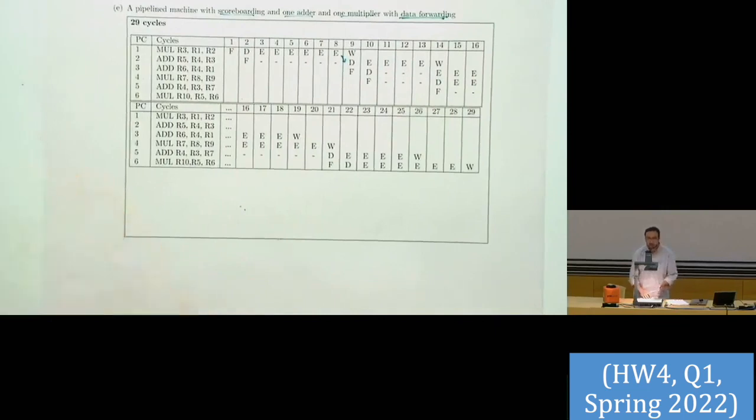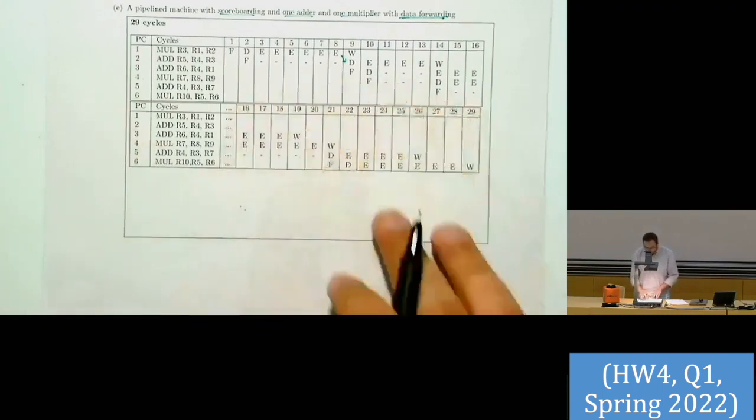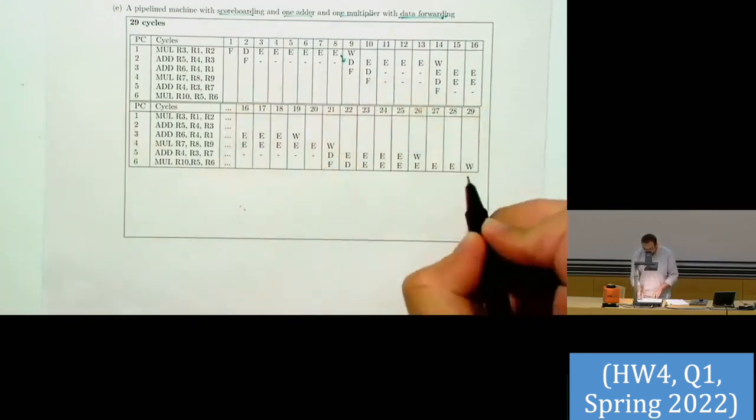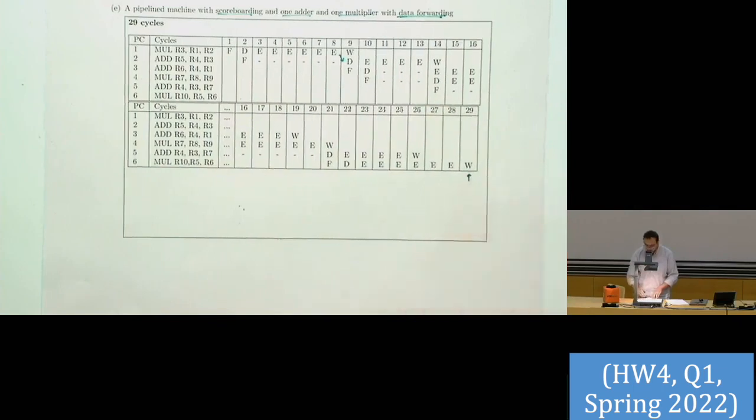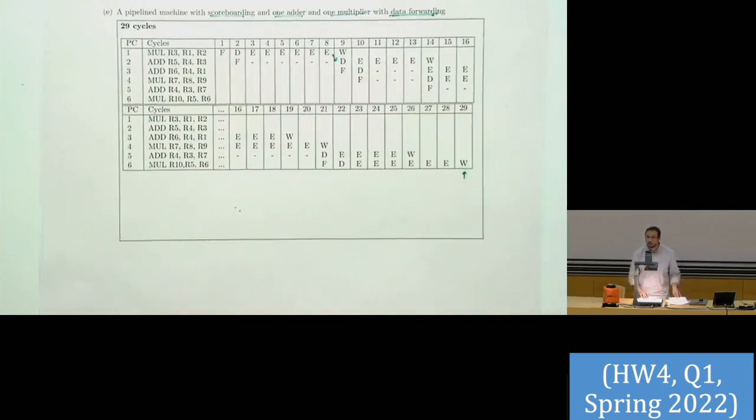So this is like a bonus here, like 3 points, right? Because it's just some redundant thing. And if you complete it, you will see that it's going to complete in the 29th cycle. And that's all of the pipelining question. If you have questions, I can answer. Yes?